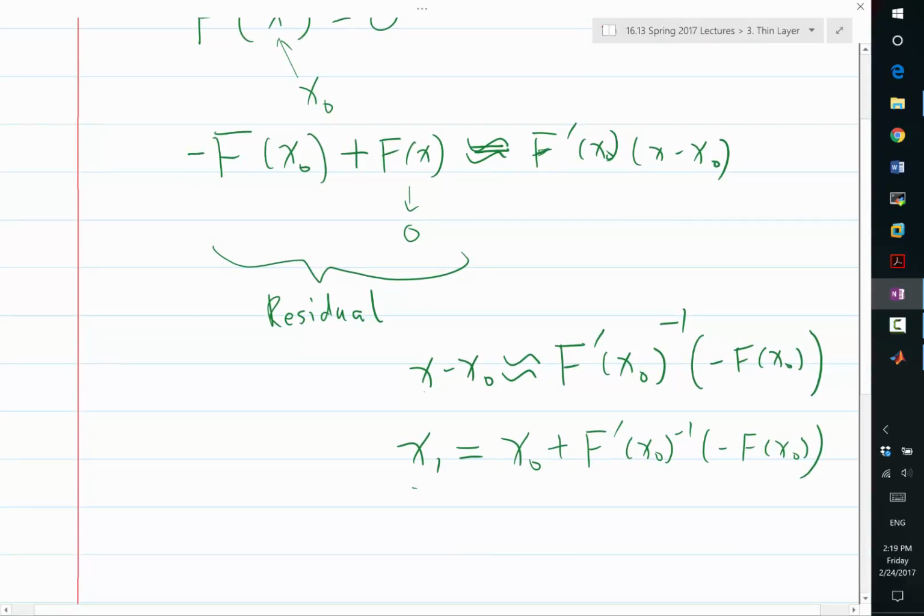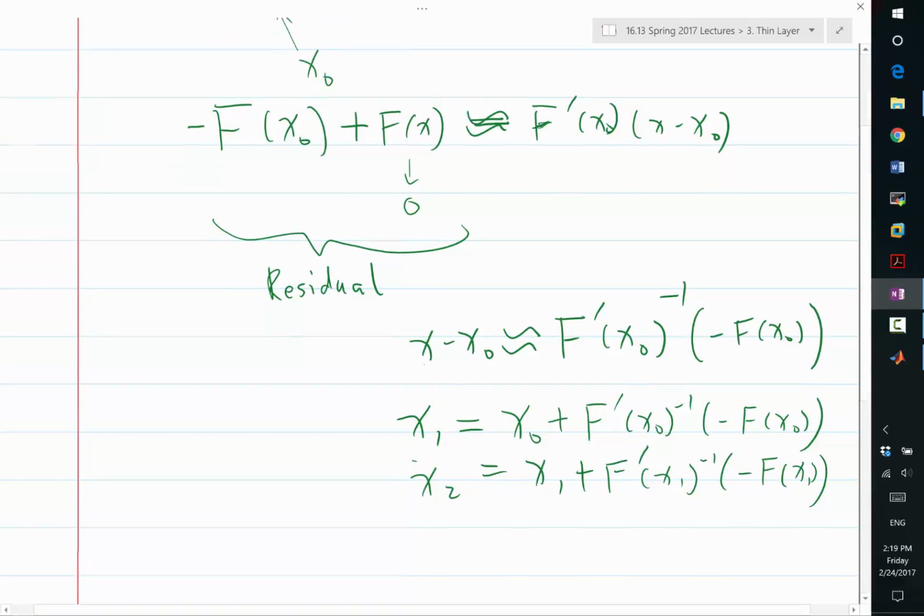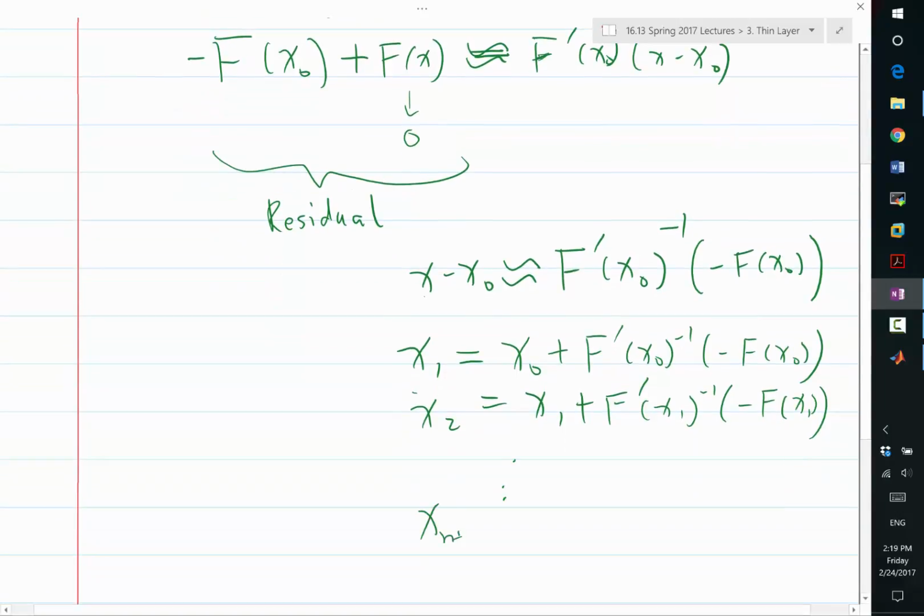So the iteration continues. My x2 is going to be x1 plus f prime of what in this case? x1 now, times minus f at what? x1 now. So I forget about x0. It's a worse approximation to x than x1, so I'm going to use x1 for everything here. Now my x2 is a better approximation to x than x1. So this continues. Basically my x(n+1) is equal to xn minus f prime of xn inverse times f of xn.